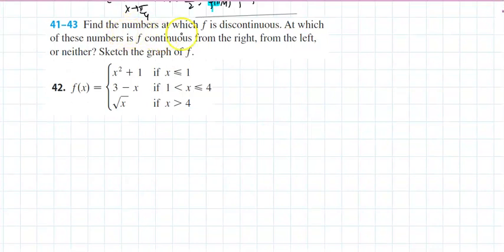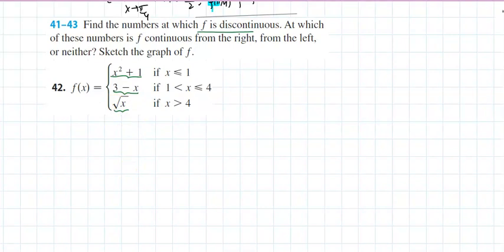Here's another problem. It says, find the numbers at which f is not continuous. At which of these numbers is f continuous from the left, from the right, or neither? Okay, well, let's see how that works. This is what we know, you guys. X squared plus 1 is a polynomial that's continuous everywhere. 3 minus x is a polynomial or a line. It's continuous everywhere. Radicals are continuous everywhere where they're defined.